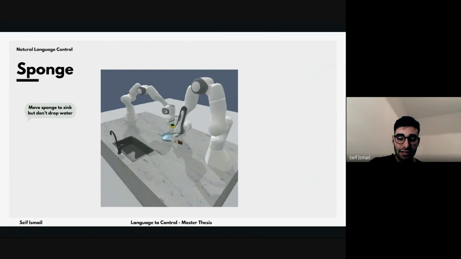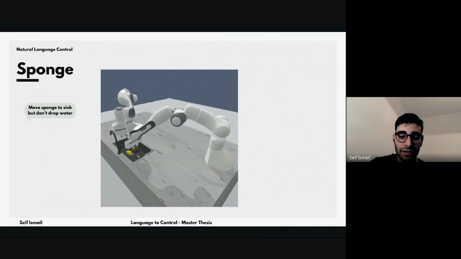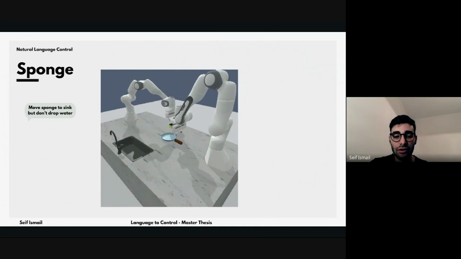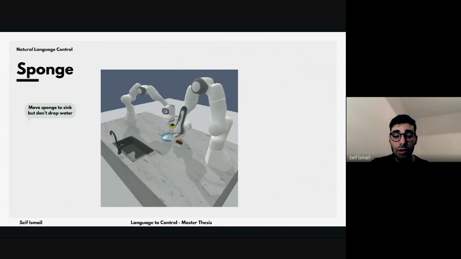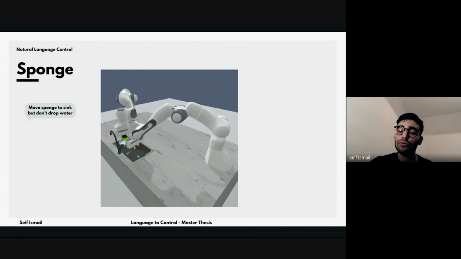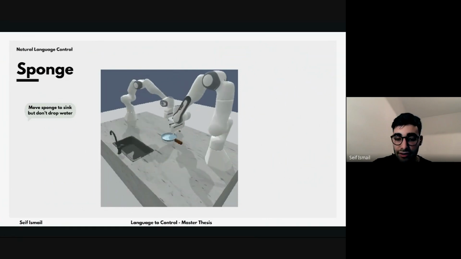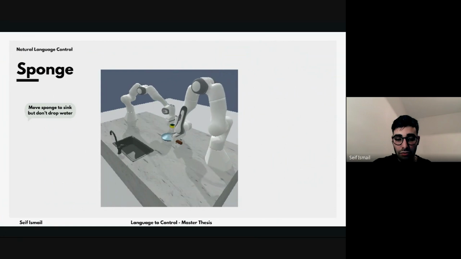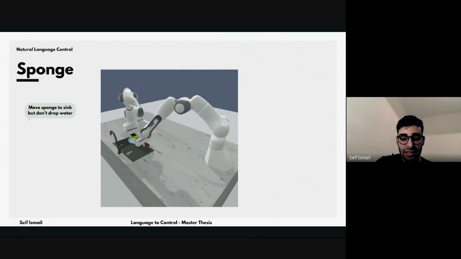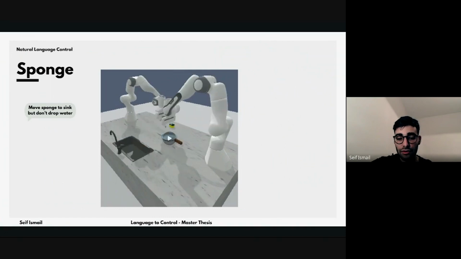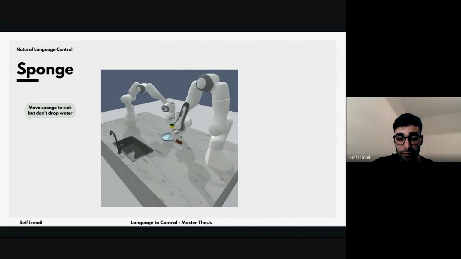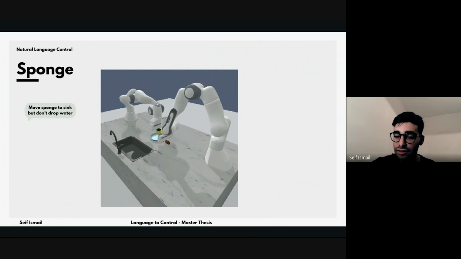Here is a collaborative task where you have two robots, and what I tell them to do is, okay, you have to move the sponge to the sink, but I don't want you to drop any water because the sponge is wet. So figure out a way for the two robots to collaborate and achieve this task. What they do is one robot takes the sponge and the other the pan, and as they move towards the sink, they make sure to keep the sponge right on top of the pan, such that if any water is dropped, it's dropped on the pan and not on the table.